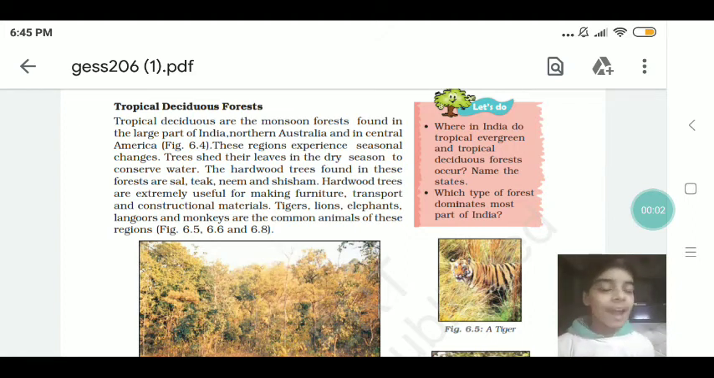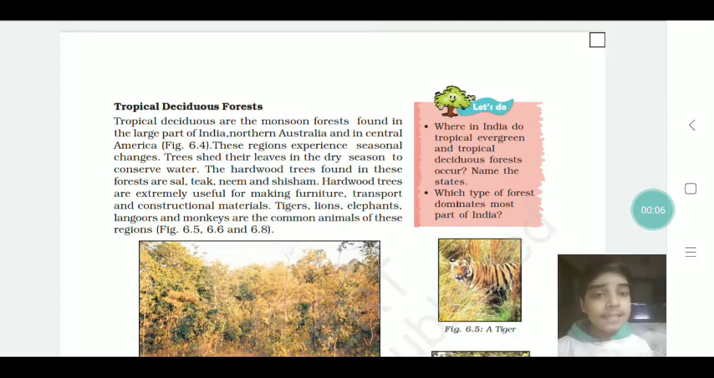Hello everyone, how are you all? I hope you're fine. So today we will discuss the next topic of the chapter Natural Vegetation and Wildlife.